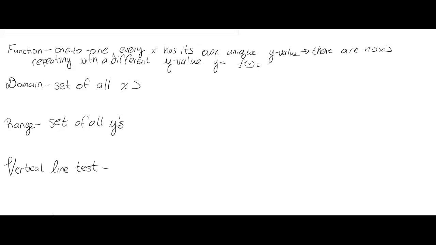Vertical line test is just literally where we look at a graph and we draw a vertical line straight up and down where we think that that vertical line will touch the most points on the graph. And if it intersects the graph in more than one point, then that means that it is not a function.